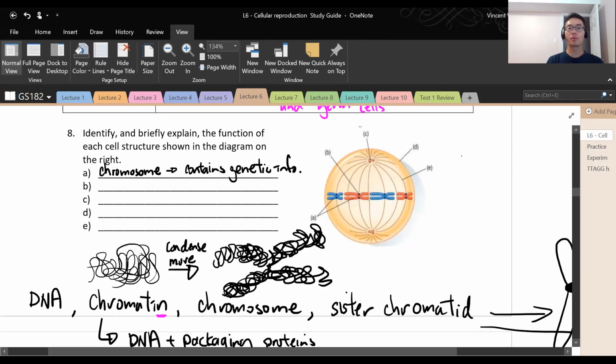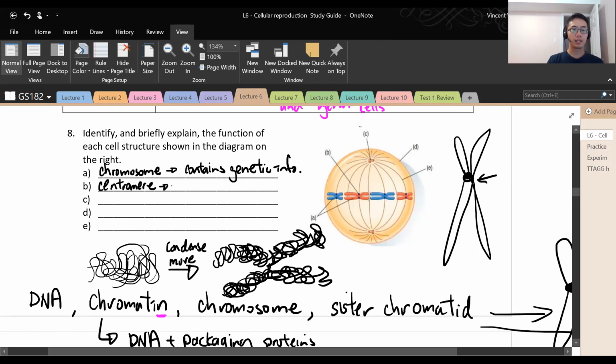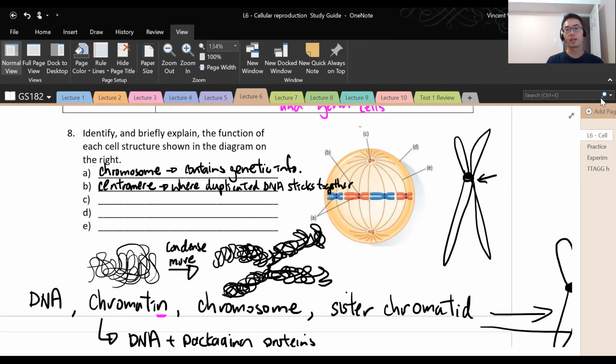B, each chromosome has a specific location that they like to stick to after they replicate. Usually it forms like an X. So this location here, that's the centromere. Centromere. It is where duplicated DNA sticks together.